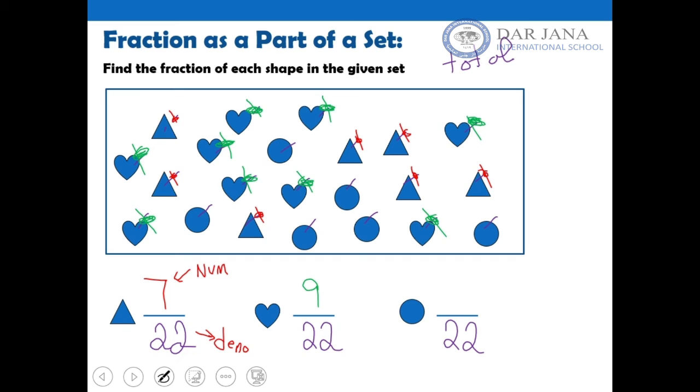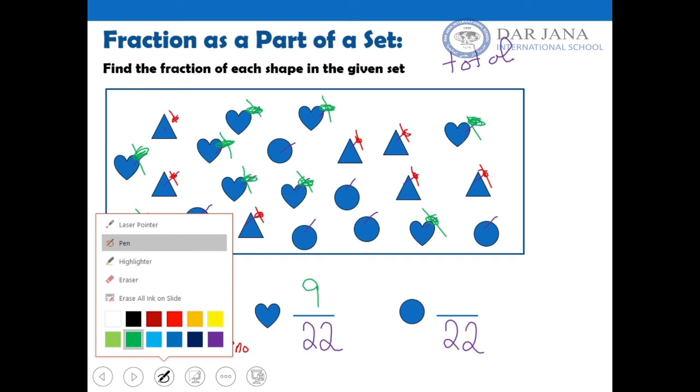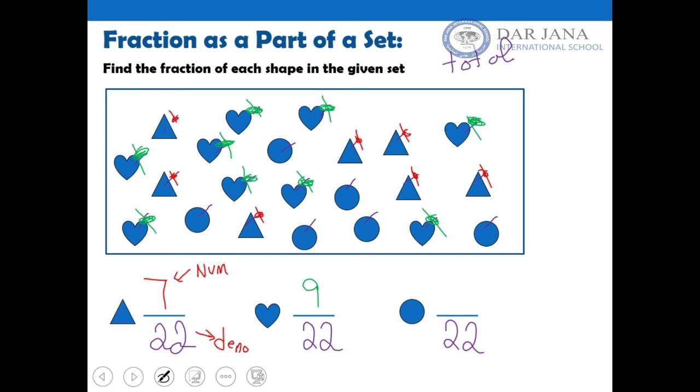Now the circles. I'm also going to use a different color for the circles. So I have here 1, 2, 3, 4, 5, 6. So I have 6 circles. Let's check again: 1, 2, 3, 4, 5, 6. So anyways, I have 6 circles.